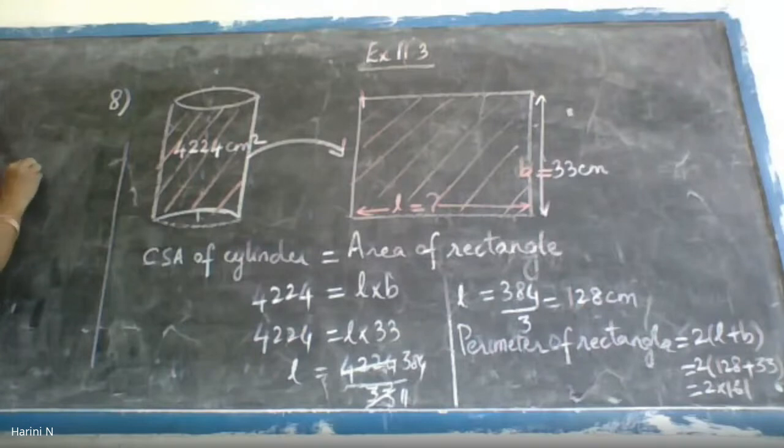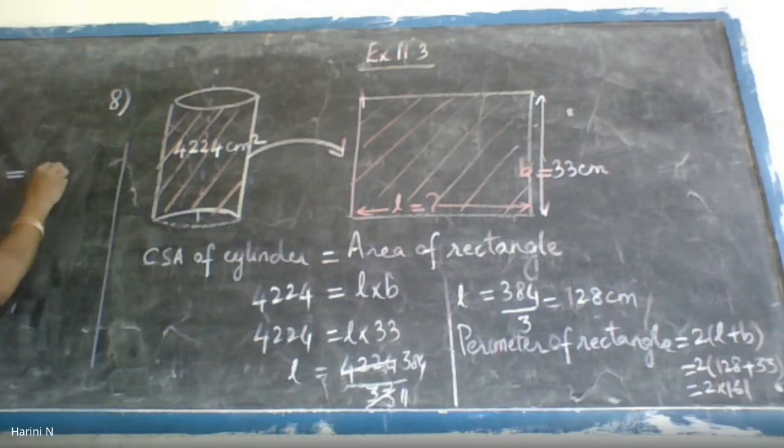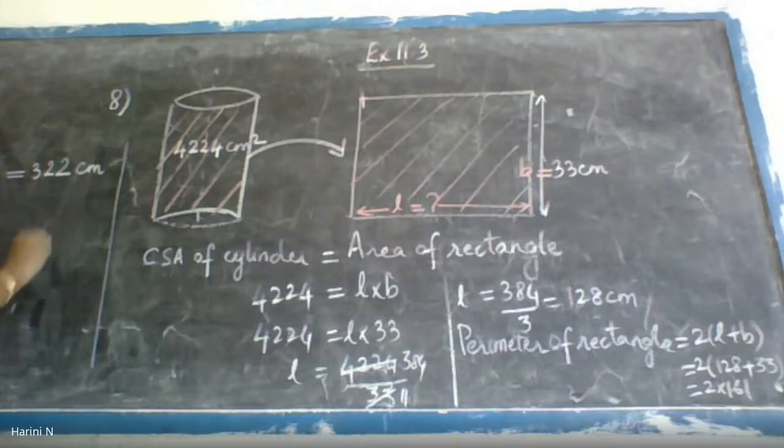So 2 into 161 will be 322. So many centimeters. We call it the perimeter. So you will write that the perimeter of the rectangular sheet is, I'm not going too much away, right here.